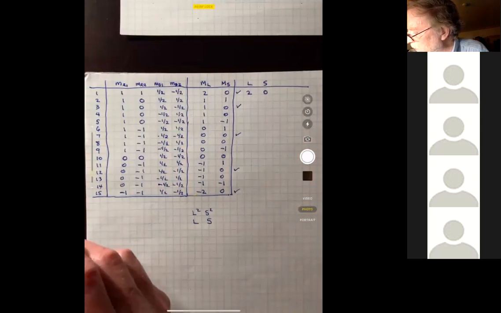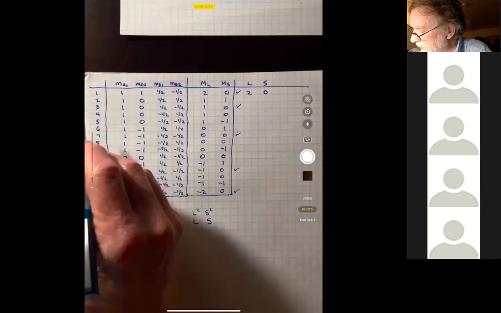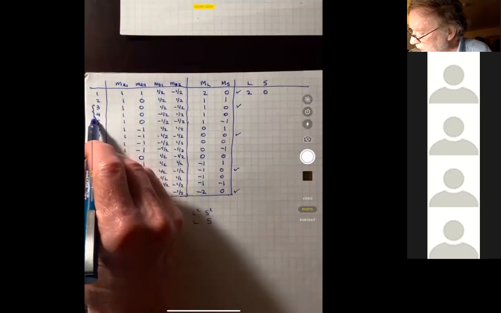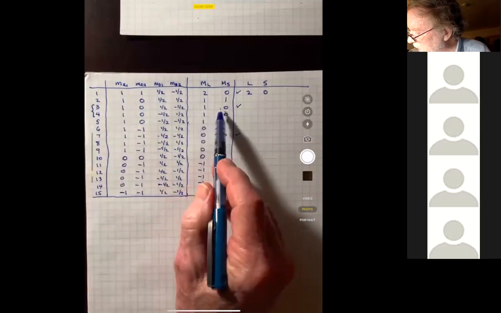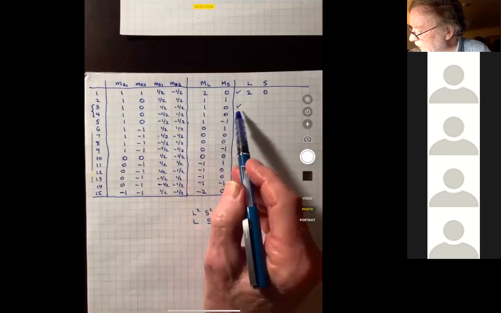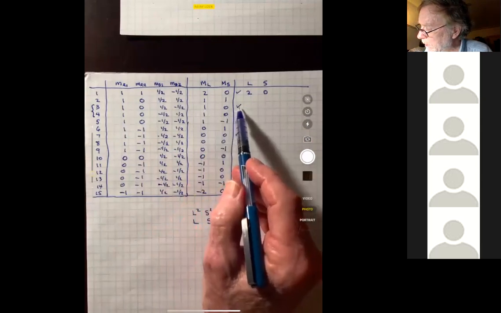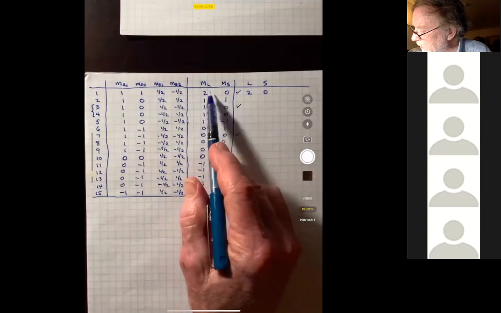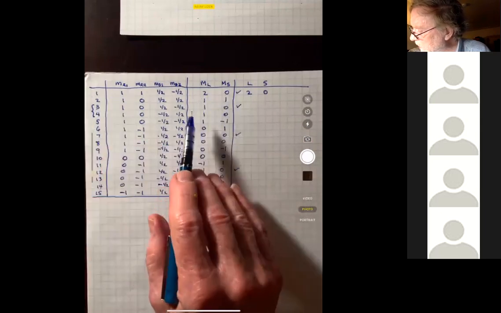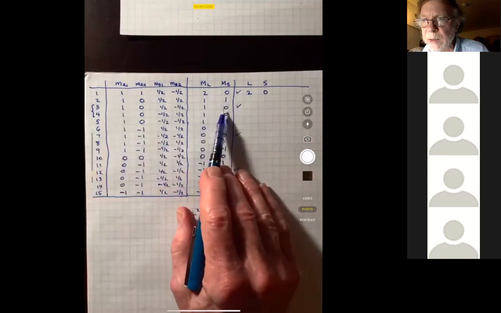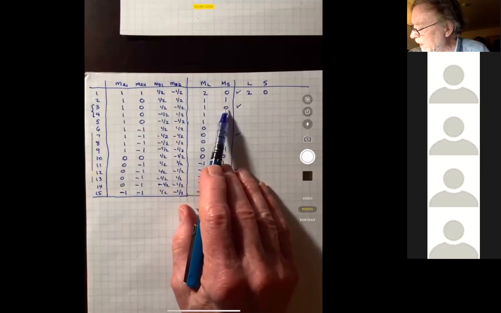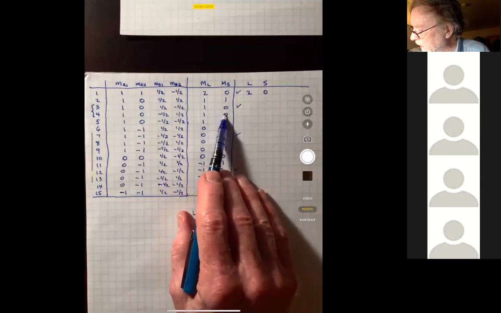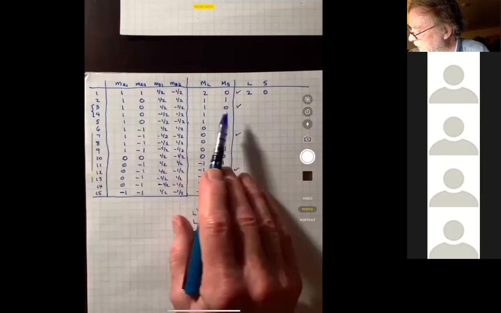Now I want to be clear about what I'm doing here. There actually are 2 Slater determinants, 3 and 4, both of which have 1 and 0. When I checked off the first one of these, I did not mean that if I apply a lowering operator to Slater determinant number 1, I get Slater determinant number 3. No, that's actually not what happens. What happens is I get a linear combination of Slater determinants 3 and 4.